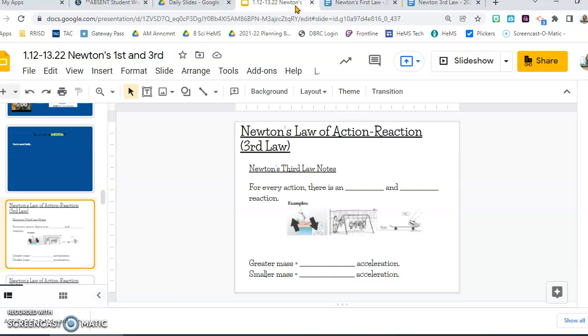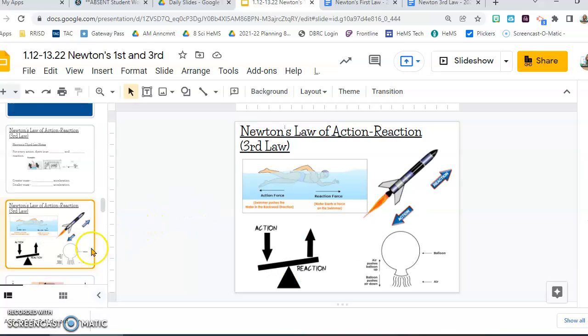Now Newton's law of action-reaction, or his third law, is that for every action there's an equal and opposite reaction. So look at the diving board here. When you jump, pushing down, the board pushes back up. Same on a swing, when you push, the person goes forward and then comes backwards. So the greater the mass an object has, the greater the acceleration it has. The smaller the mass, the less the acceleration. Oh wait, we may learn that to be different. But let's keep going.